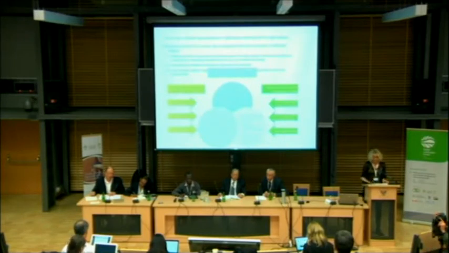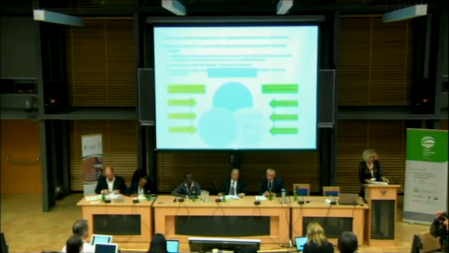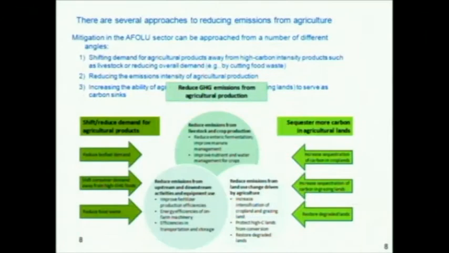Now, I need to sort here my many slides, lots of paper. So what are the approaches to reducing emissions from agriculture? What we identified, or how we sorted it, is: one is shifting demand from agricultural products away from high carbon intensity products, such as livestock, to reducing the overall demand. Second is reducing the emissions intensity of agricultural production. And third is increasing the ability of agricultural lands, cropland and grazing lands, to serve as carbon sinks.